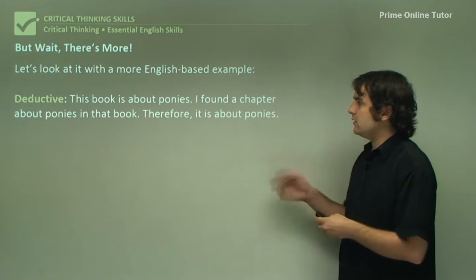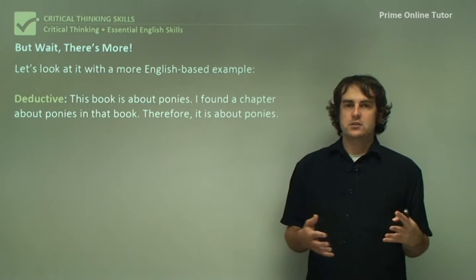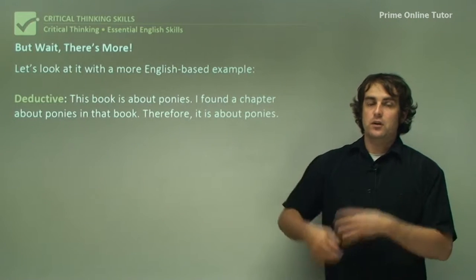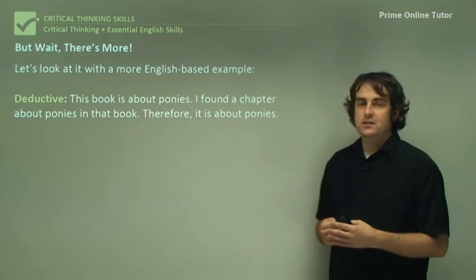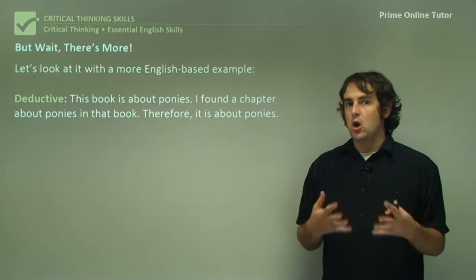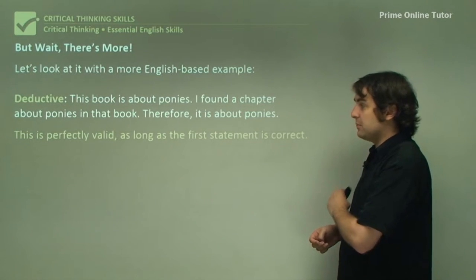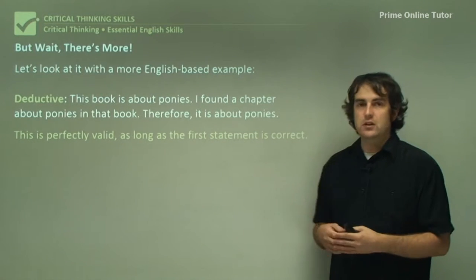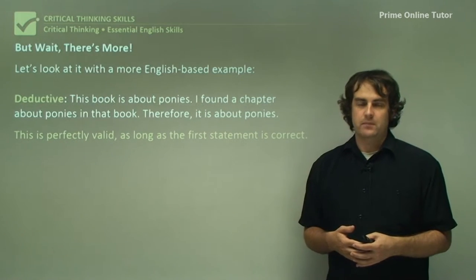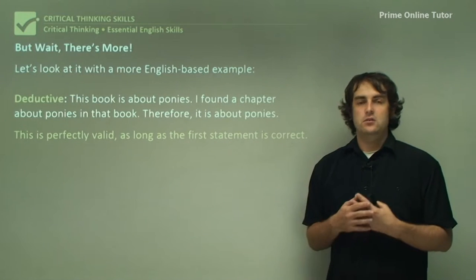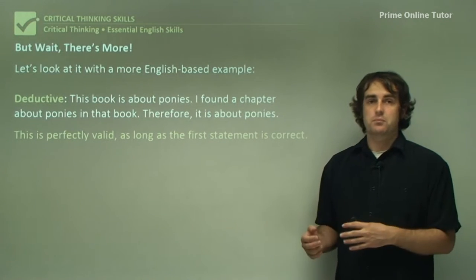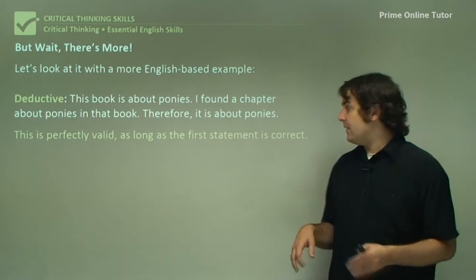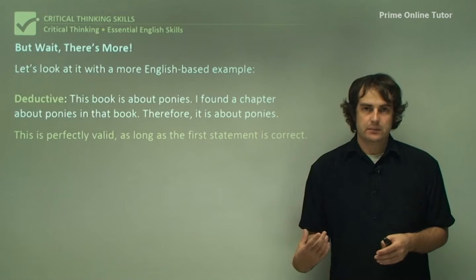To start with, deductive: I've read this book and it's about ponies. I found a chapter about ponies which represents what I think the book is about. Therefore, I can safely say that the book is about ponies. It's a perfectly valid argument, there's nothing wrong with that. The only danger is if the book is about horses and I keep calling them ponies, or the book has nothing to do with ponies and I'm trying to prove that it does, then it's obviously not going to be correct.